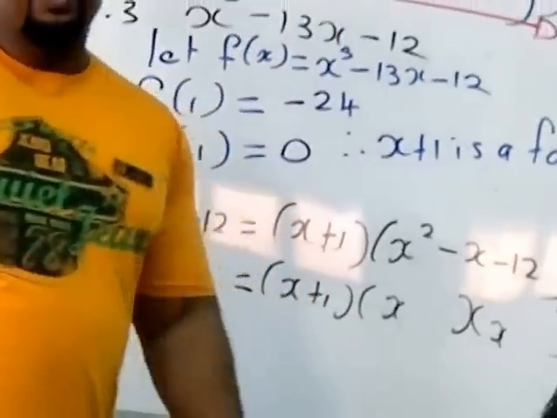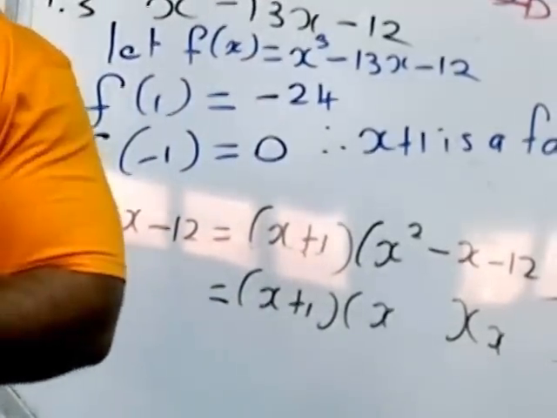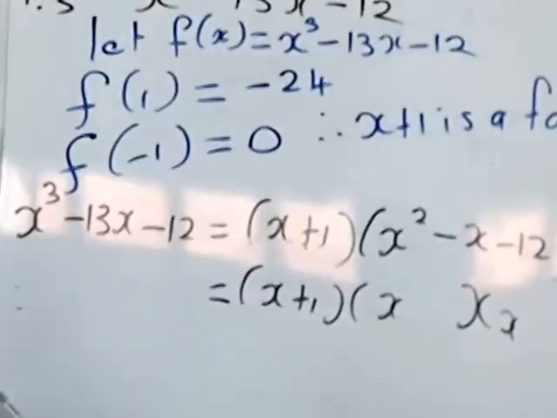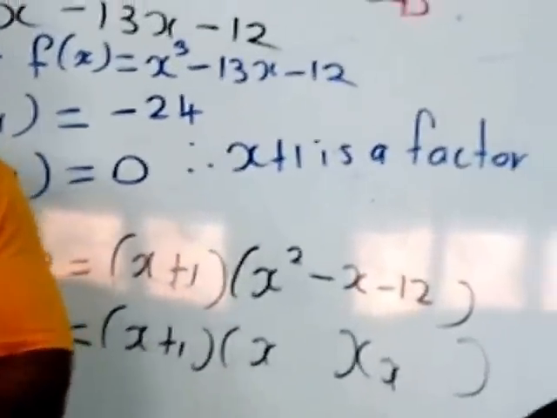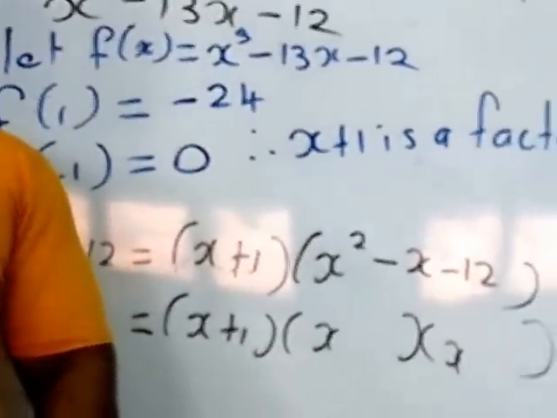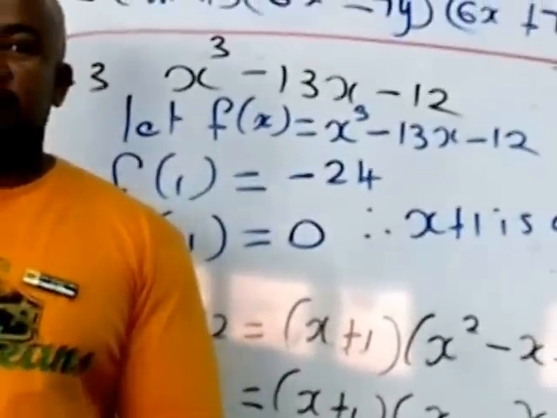Which 12 are we using? 12 times 1, 4 times 3, 6 times 2. Look at the middle term. That is the clue. Are we using 12 times 1, 4 times 3, 6 times 2?